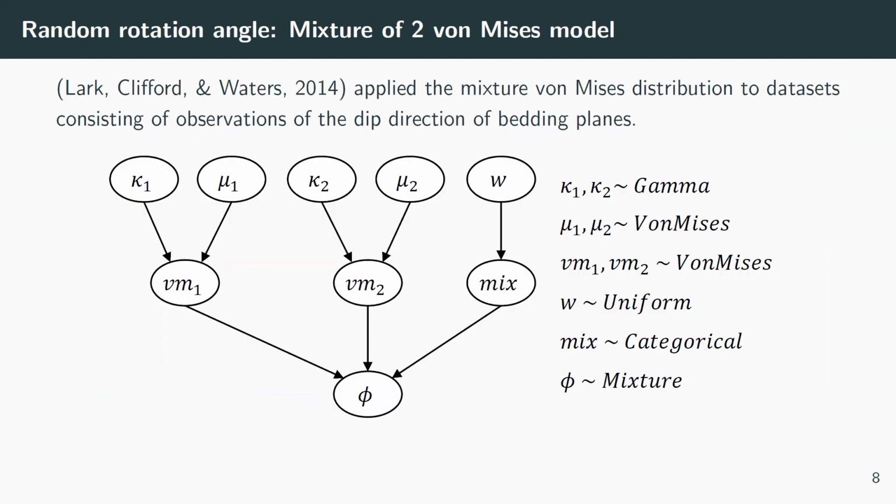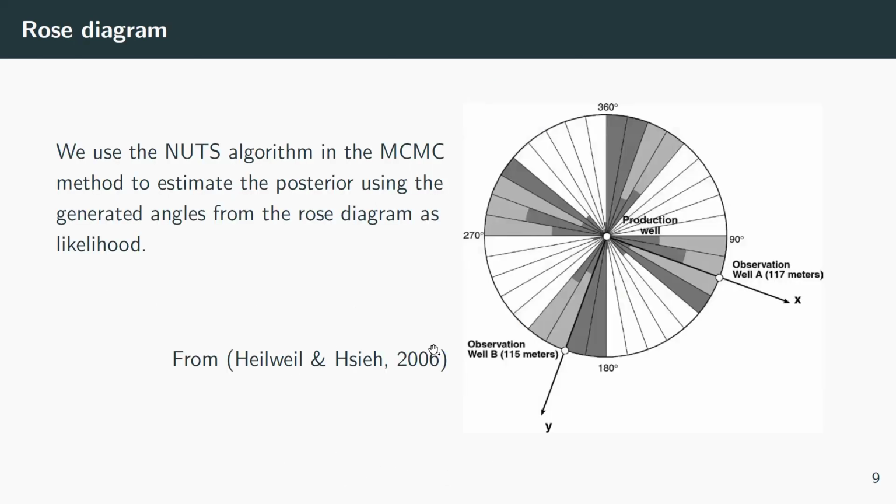So Lark and his colleagues in 2014 used a mixture of 2 von Mises distributions for structural geological data that contains direction. So we also use it as a prior model. So we would have a 2 von Mises model, and then we would have a mixture of 2 von Mises for the prior model. And then we use the NUTS algorithm in the MCMC method to estimate the posterior. And on the right hand, you can see the rose diagram that we use as likelihood data.